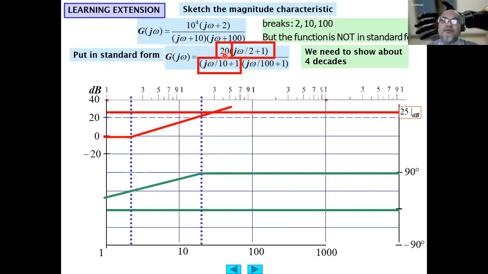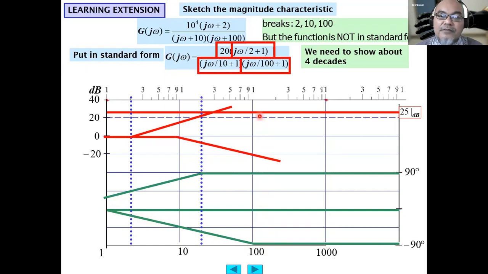Then the contribution from the next pole here, which is at 10. So before 10 radian per second, it is 0 decibel. After that, it decreases by minus 20 decibel per decade. The phase angle decreases from 0 degrees at minus 45 degrees per decade until the minus 90 degrees asymptote. Then the third pole at 100 radian per second. So before 100 radian per second, it is 0 decibel. After that, it decreases also by minus 20 decibel per decade.